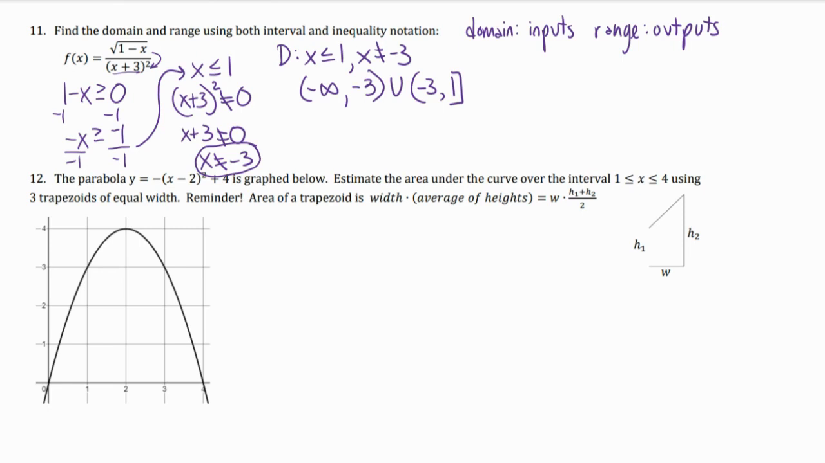Okay, now range is your set of outputs. So given that we plug in all these different values of x of our domain, what is our range? What are our y values?